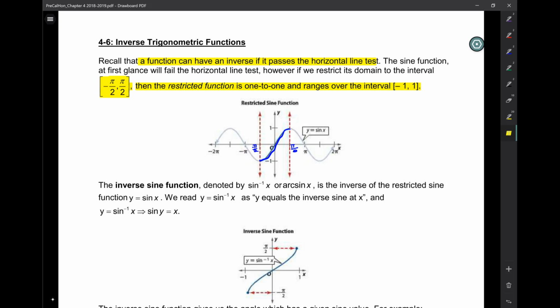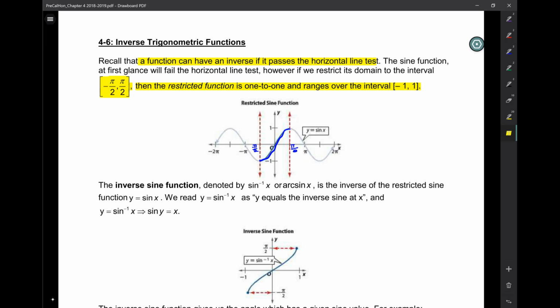For example, we're good if theta is negative pi over 2. We're good if theta is negative pi over 4, 0, pi over 4, pi over 2. But 3 pi over 4, we don't want it. 7 pi over 6, we don't want it. Negative 5 pi over 3, we can't use it. We only are allowed to work with values from negative pi over 2 to pi over 2. That is the most important part of this.